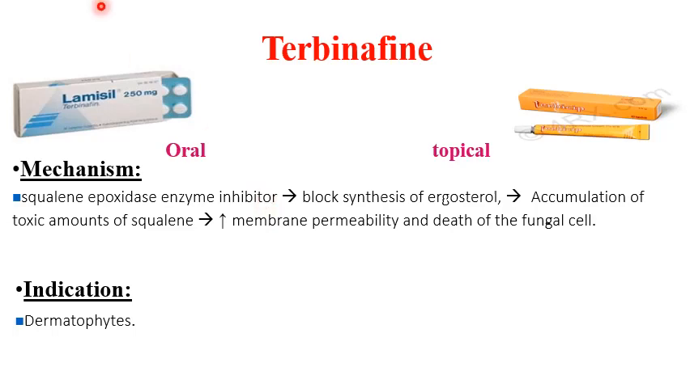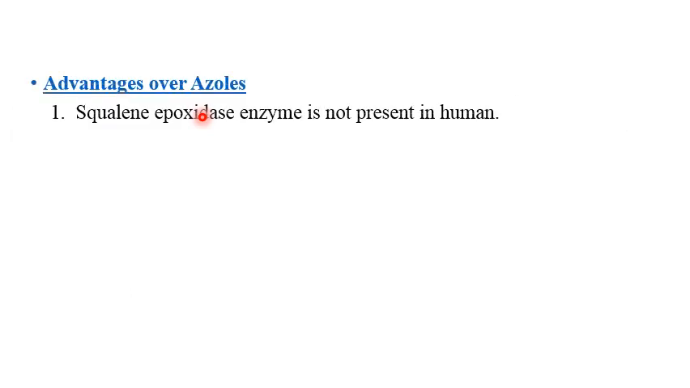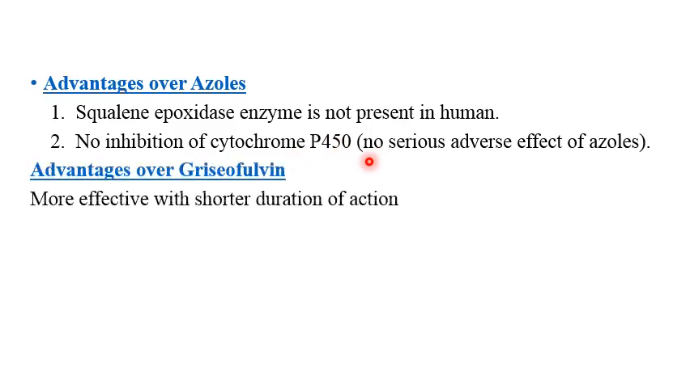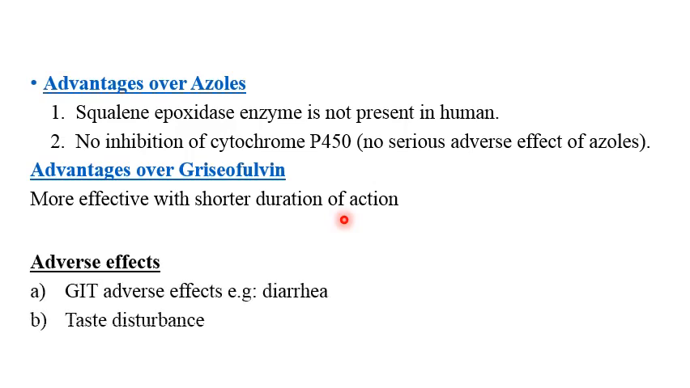Okay. The advantage over azoles: the squalene epoxidase enzyme is not present in our body, and so there is no drug interaction with cytochrome P450 like azoles. And the advantage over griseofulvin is that it is more effective with a shorter duration of action. So it is now the first-line drug for treatment of dermatophytes or tinea infection. Adverse effects are well tolerated, just GIT adverse effects like diarrhea and taste disturbance, unlike azoles. The adverse effects are well tolerated.